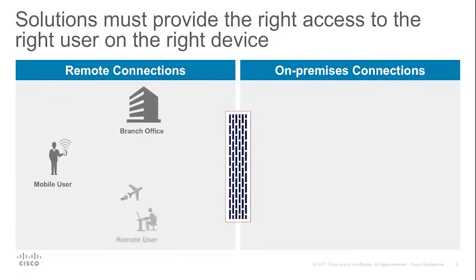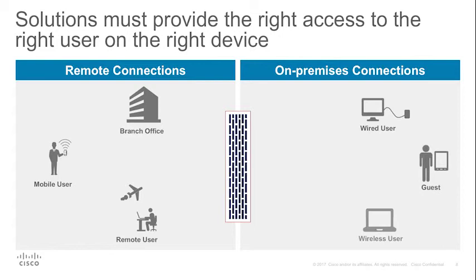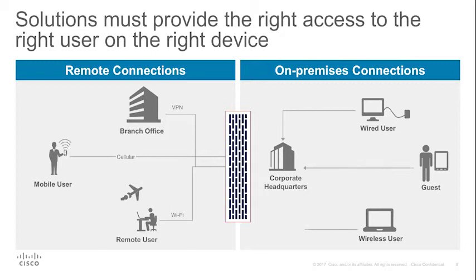A policy-based access and threat protection solution must cover remote connections from branch offices and satellite campuses, mobile users on cellular devices, and remote users working in coffee shops or airports. On-premises users include wireless users on laptops and tablets, users wired directly into the network, and guests needing either internet or network access. These users all need secure and controlled connections, regardless of location and connection method. That's why Cisco provides the best policy and access solution.